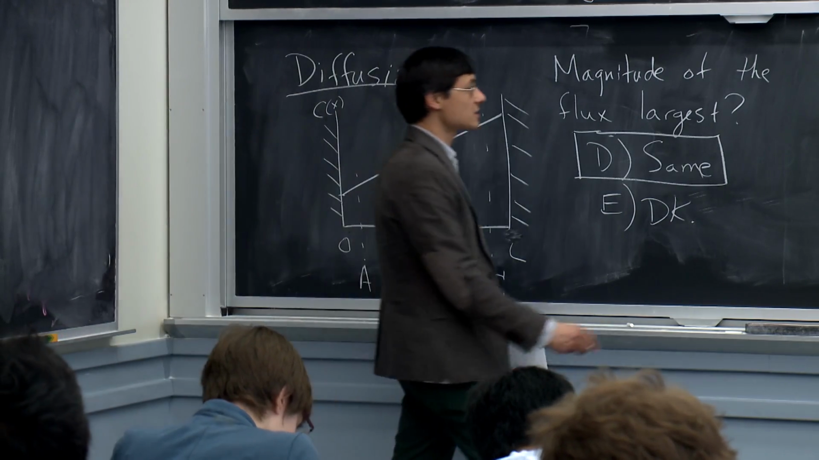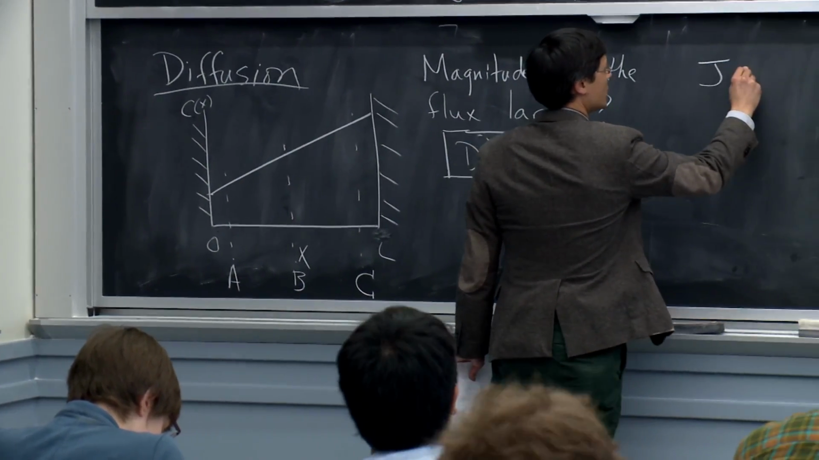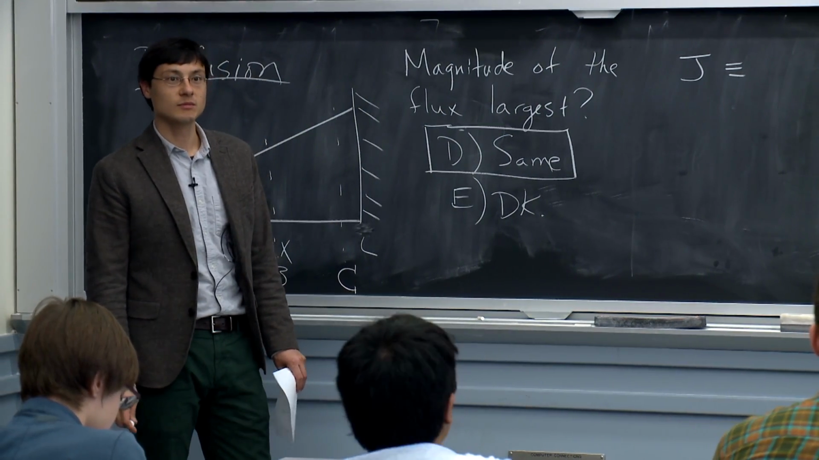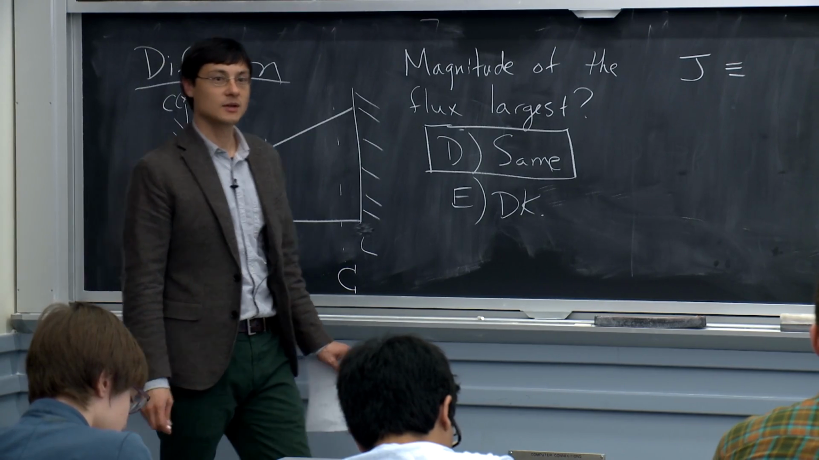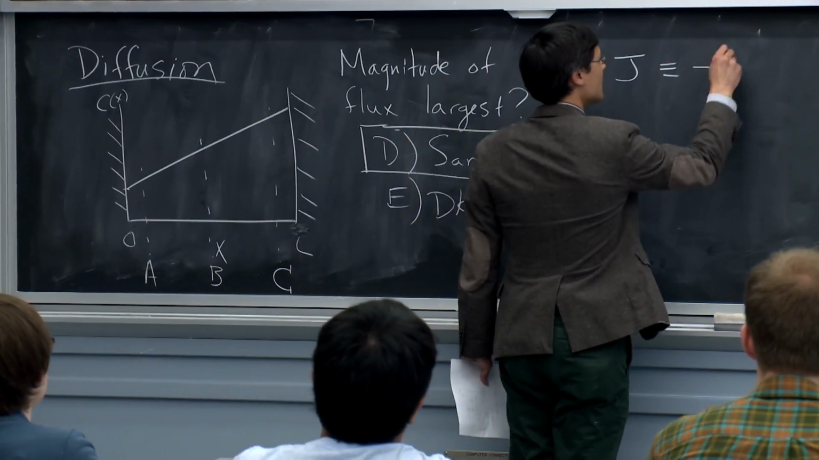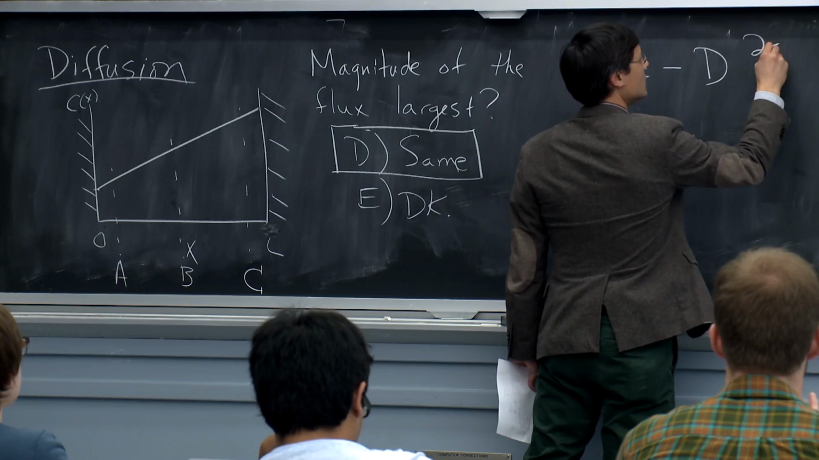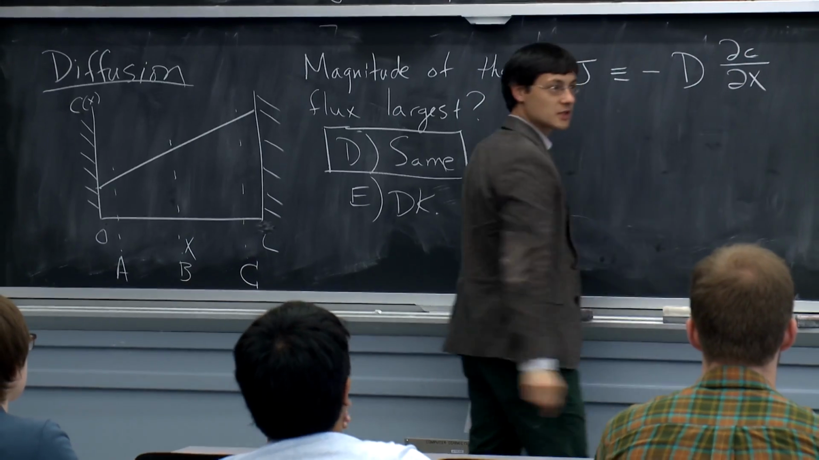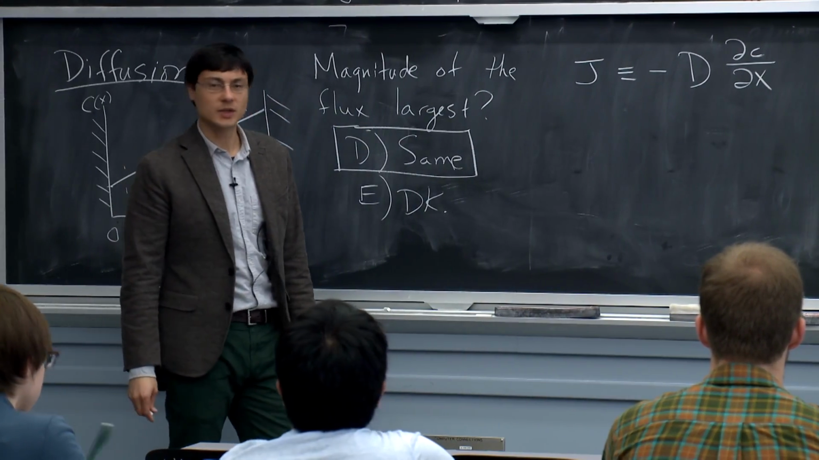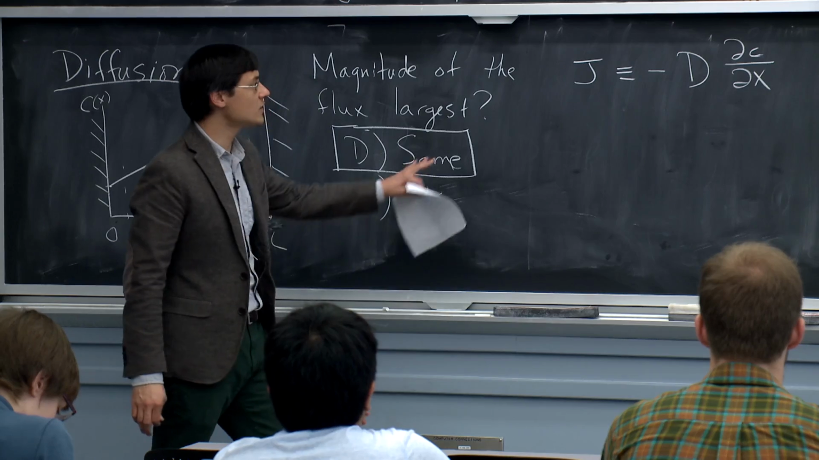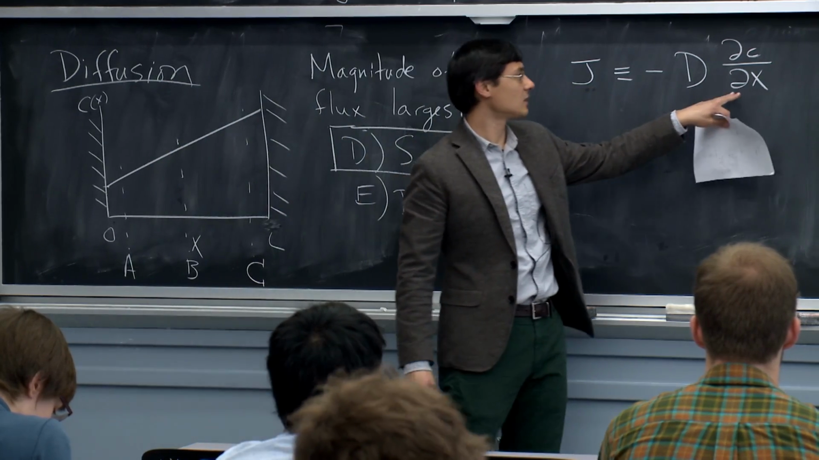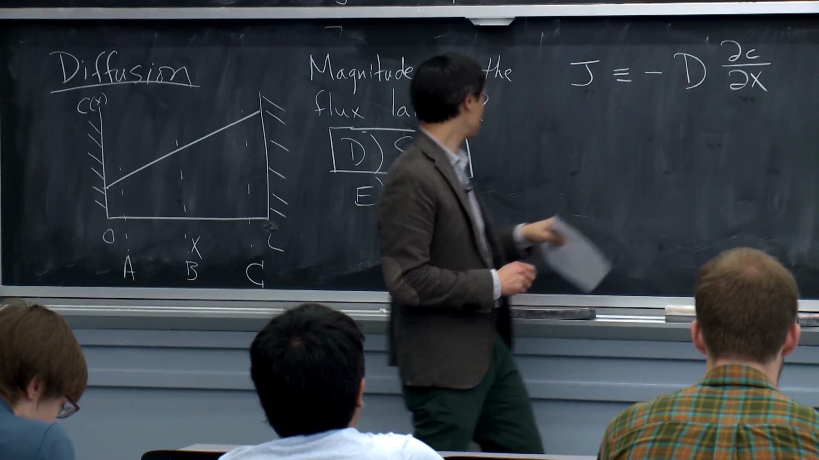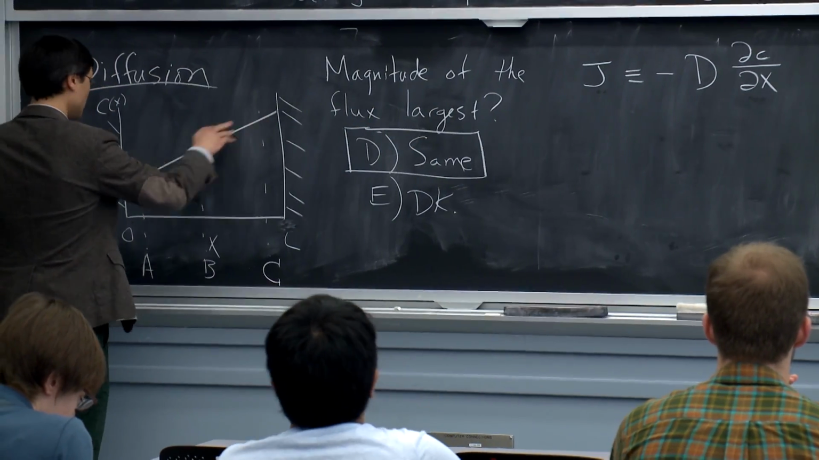Now the flux, can somebody remind us? We'll say the flux J, and what is it going to be? There's a minus D times the change in C with respect to x. This was derived in the notes. This highlights that what leads to a flux is the change in the concentration with respect to position. It doesn't matter that the concentration is higher here than here.